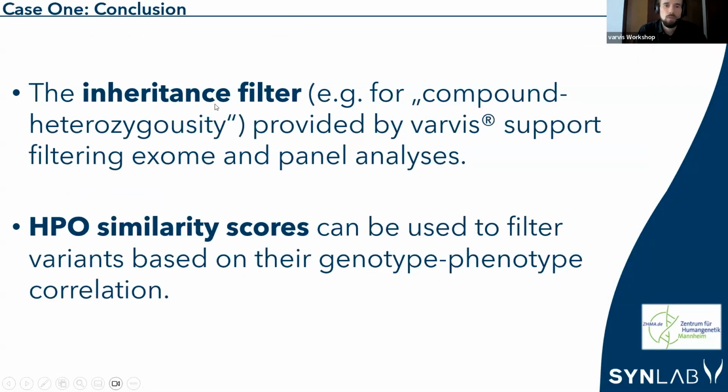And so to come to a short summary of this case, the take-home message. By using the inheritance filter by varvis, we can nicely filter for, for example, compound heterozygous variants, and we use this a lot for the exome analysis. And the HPO similarity score can be used to filter for variants according to the genotype-phenotype correlation.